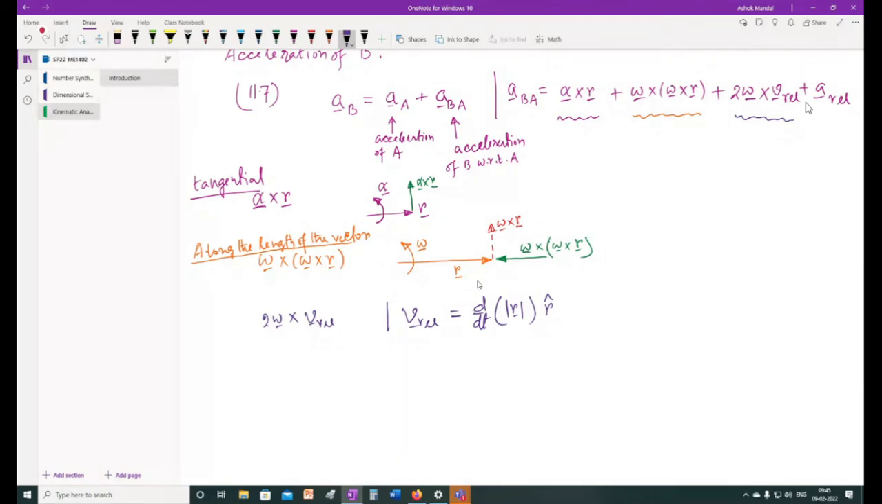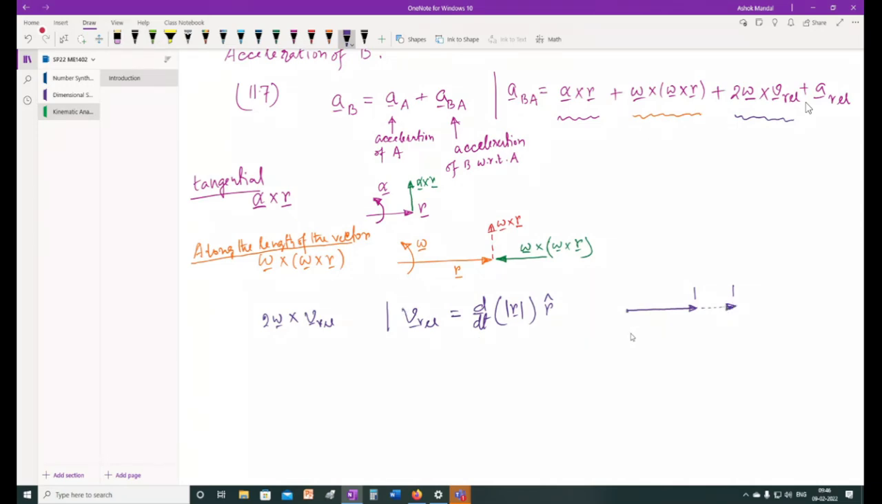Can somebody give some example? What is this v relative? Suppose you take one vector like this, and that vector is changing its magnitude with time. If the vector changes its magnitude with time, this change divided by time gives you this quantity, right? So that is the change in the length, and it is in the direction of r. That is a velocity, because distance divided by time is nothing but velocity. That is called v relative. Relative means relative with respect to this only. So with respect to this, there is some velocity.